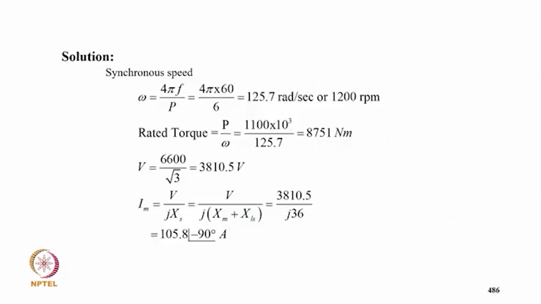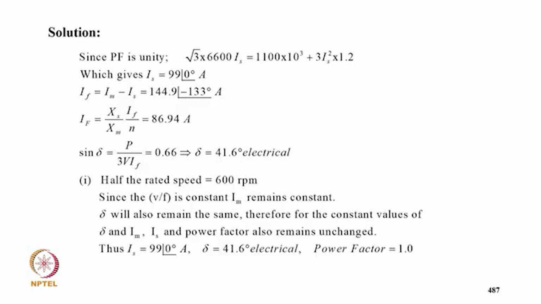N is given by NF root 2 upon 3N, where NF and N are the number of turns in the field and armature windings respectively. So coming to the solution: synchronous speed omega equal to pi f upon p, that comes to 125.7 radian per second. Rated torque is P upon omega, which comes to 8071 Newton meter. V equal to 6600 by root 3, so it comes to 3810.5 volt, and I is equal to V upon the reactance, so putting in the values, it comes to 105.8 at the angle minus 90 degree.